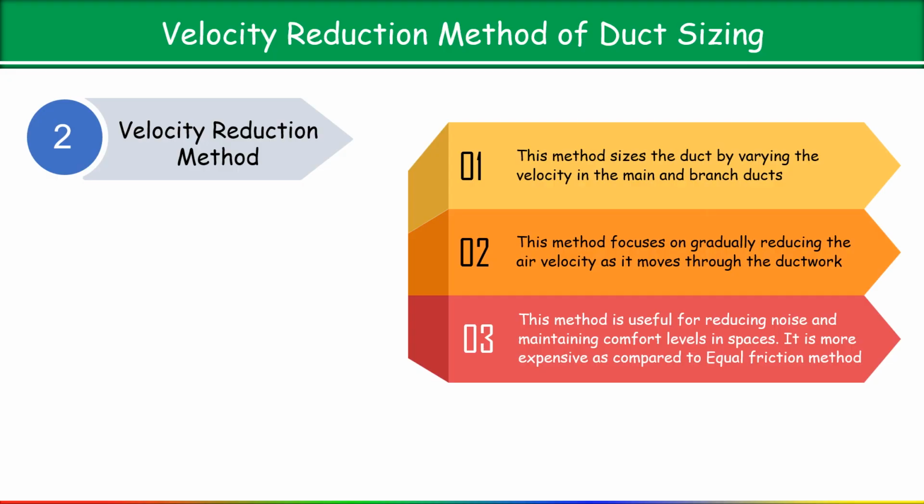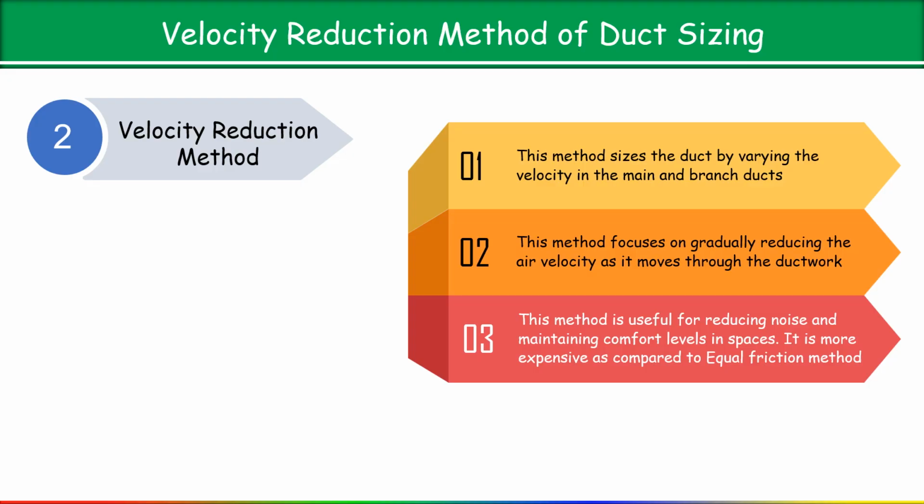Now I hope you have understood where we have to use the velocity reduction method. As I told you in the beginning, this method is ideal for systems requiring a noise-sensitive environment. If you are running ductwork for any application where we have to control noise, for example a luxury apartment or residential application, we have to reduce the noise to maintain the comfort level. So in that application you can use the velocity reduction method of duct sizing.